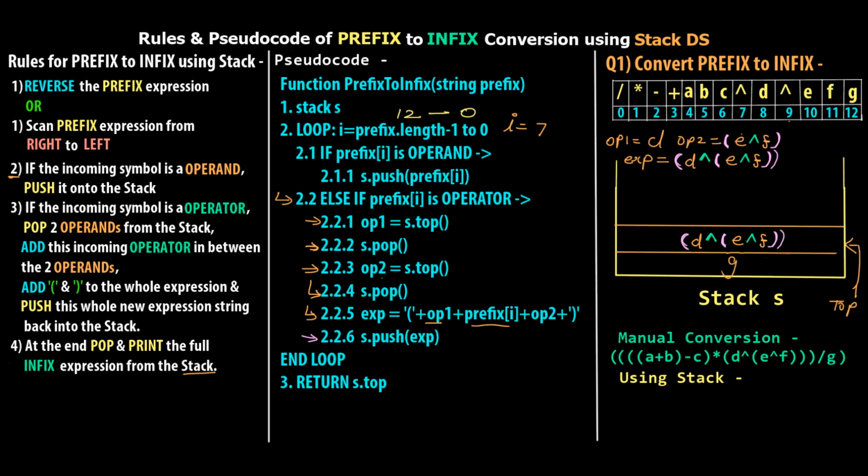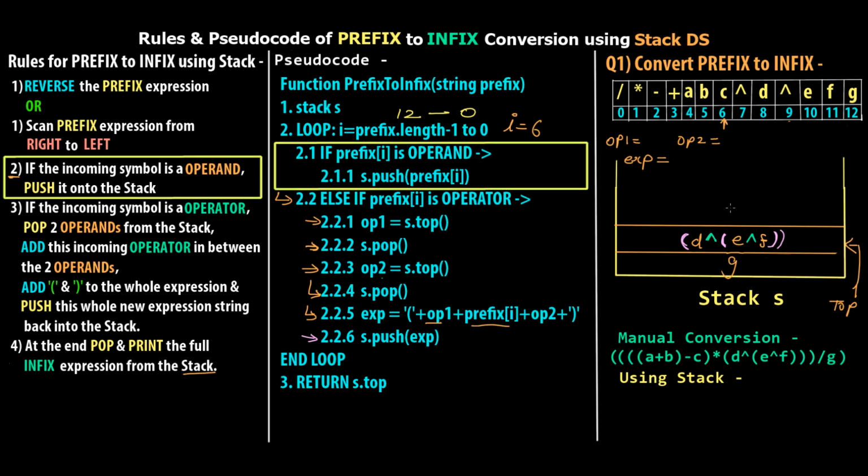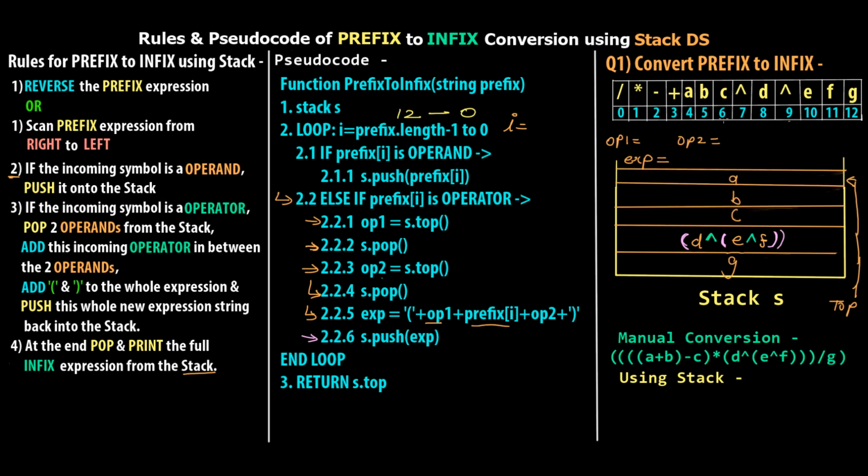Okay, so now at the end of 2.2.6, again 2.2 is done, so we will go at the start of the loop and I will now become 6. So we will come over here. At index position 6 we have C. C is the operand. Simply push the operand onto the stack. If it is an operand, we have to simply push it, right? This is the new top of the stack. Now similarly, if you observe 5 and 4, both of them are also operands. So obviously they are directly gonna go onto the stack. So let's skip those steps. Let me just directly push them onto the stack. Okay, so I've directly pushed C, B and A onto the stack.